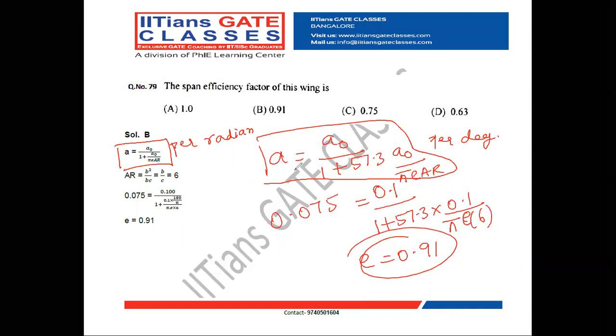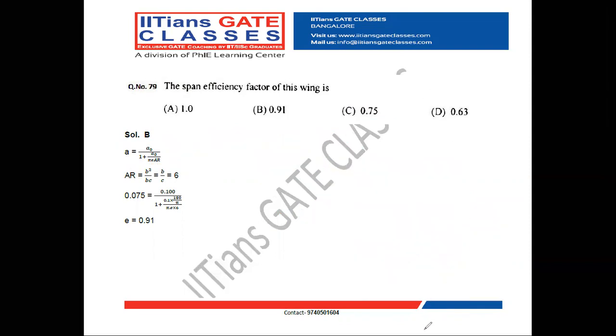This is the last problem in this section. Okay, thereby a total of 22 marks has been asked in GATE 2007 for the topic aircraft performance. GATE 2007 is for 150 marks, out of which 22 marks have been asked under this section.